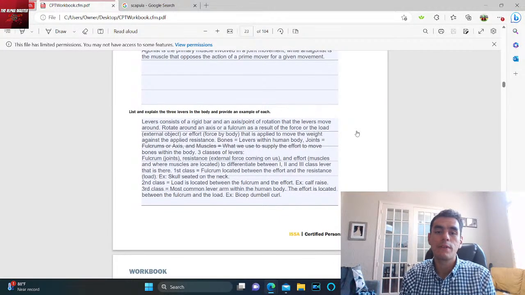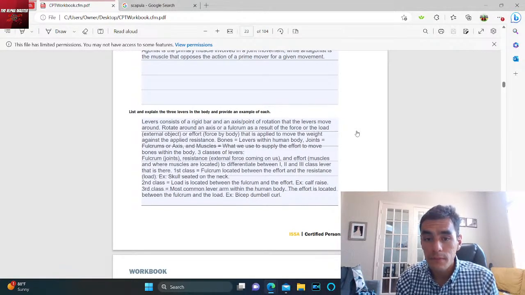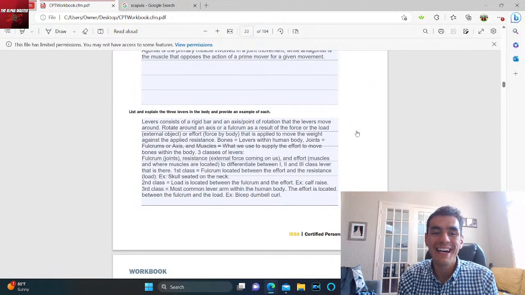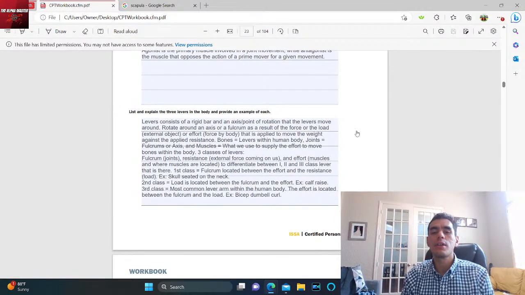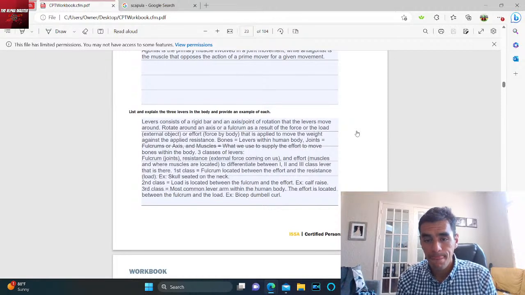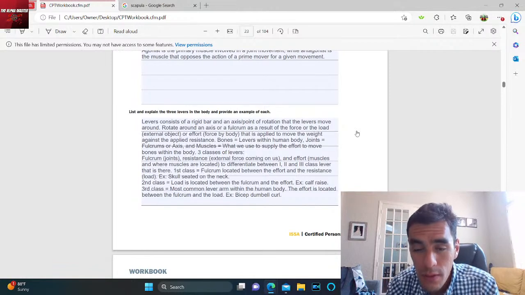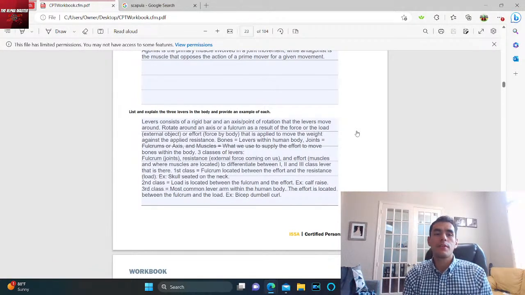Rotate around an axis or a fulcrum as a result of the force or the load, external object or effort, forced by the body that is applied to move the weight against the applied resistance. The bones are going to be the levers within the human body. So the levers consist of a rigid bar.